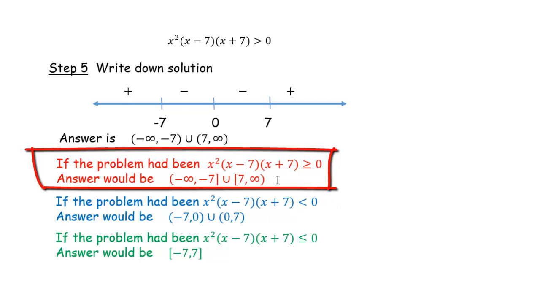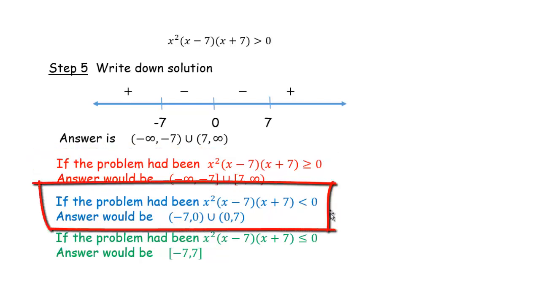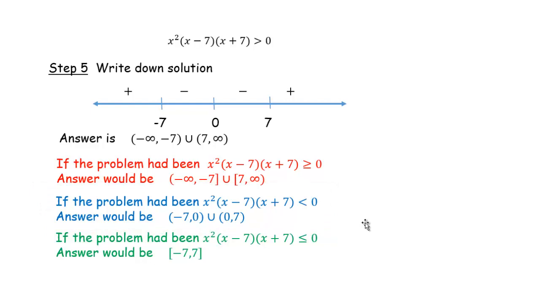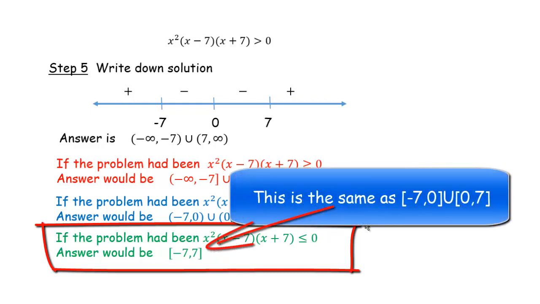So our answer would have been like this. And then if the problem had been strictly less than 0, then we would want the two negative intervals. So -7 to 0, not including the endpoints, and 0 to 7, again, not including the endpoints. Finally, if we had less than or equal to 0, we'd go from -7 to 0 and 0 to 7, including the endpoints. So another way to write that would be -7 to 7.